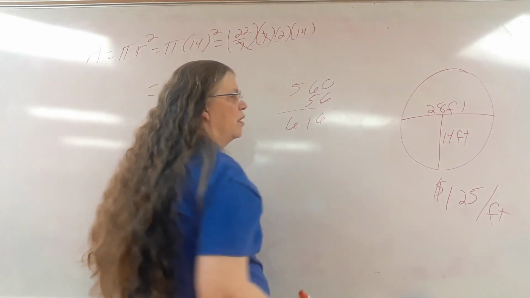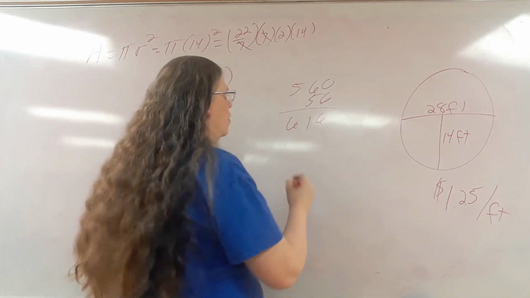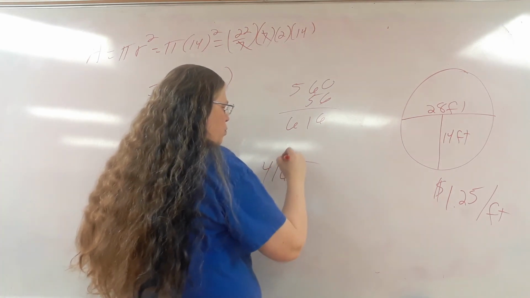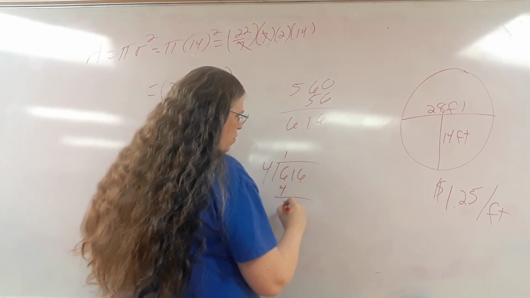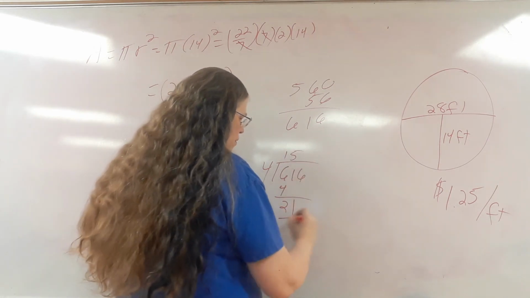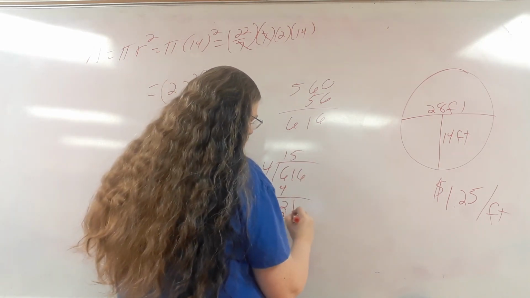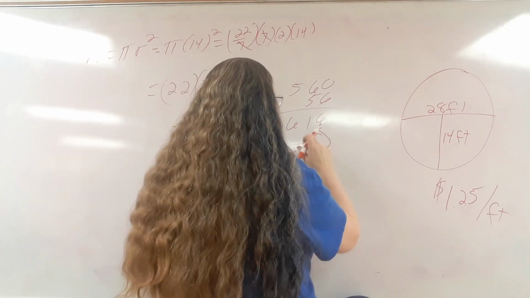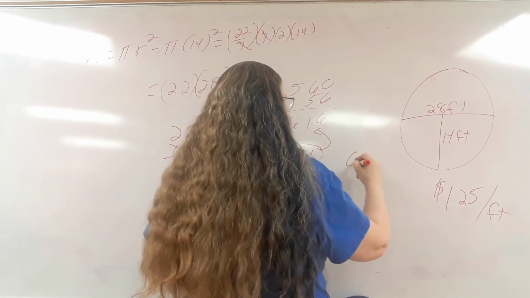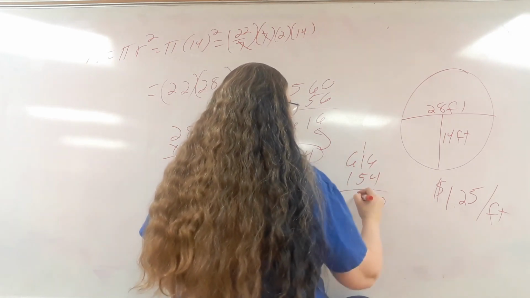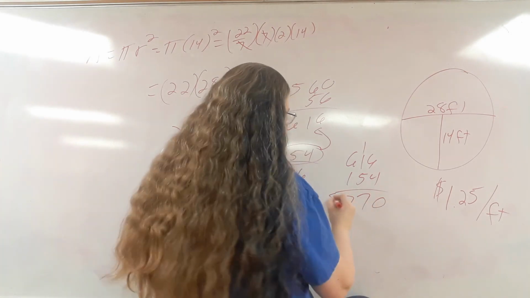Then we're times 1.25. 616 divided by 4 is 154. 154 plus 616 gives us $770.